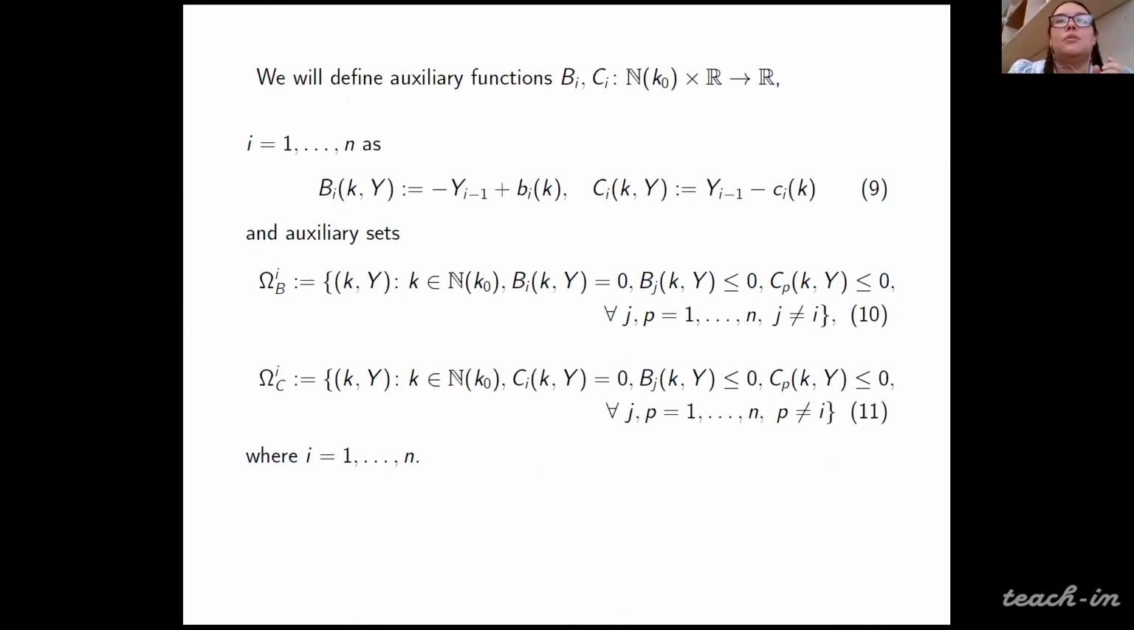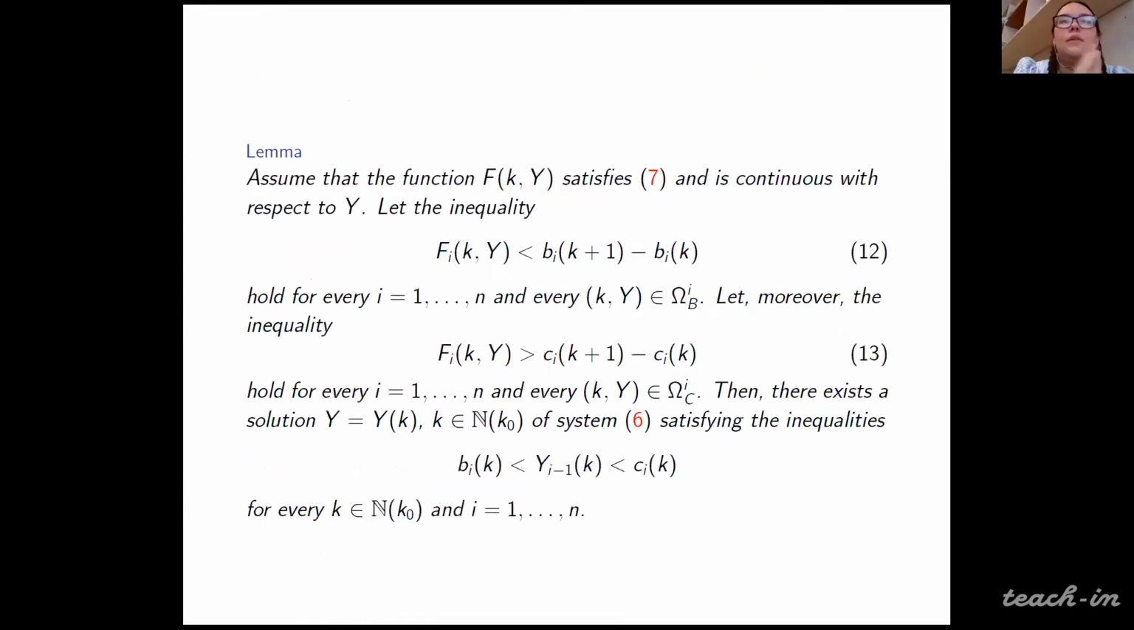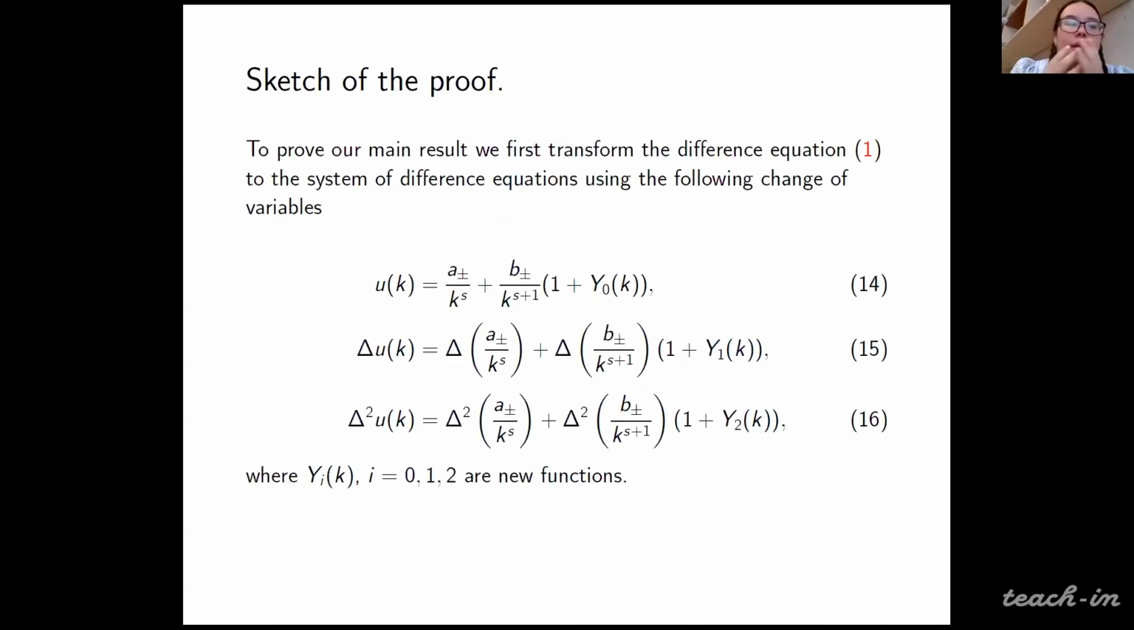Under these restrictions, we can show the following theorem: if we have functions f continuous with respect to y, and let the following two inequalities hold, the inequalities 12 and 13, that f_i is less than b_i from k plus 1 minus b_i from k, and f_i is greater than c_i from k plus 1 minus c_i from k, then there will exist a solution of our system of discrete equations such that the following inequality will hold. So we will have estimations for our solution y. It will lie between the b_i little function and the c_i little function. This lemma gives us an idea how we can try to solve our problem in the discrete case.